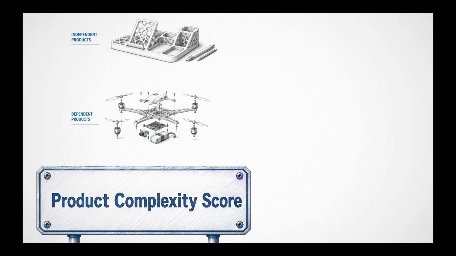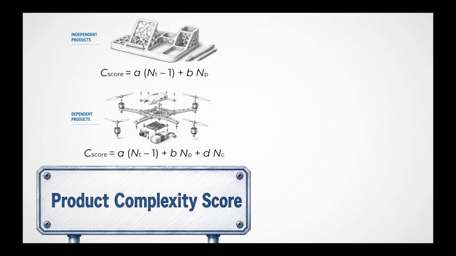For a fully three-dimensional printable product, the complexity score is calculated as follows: Cscore equals A multiplied by (NT minus 1), plus B multiplied by NP. For a partially three-dimensional printable product that requires complementary parts, the complexity score is calculated as follows: Cscore equals A multiplied by (NT minus 1), plus B multiplied by NP, plus D multiplied by NC.